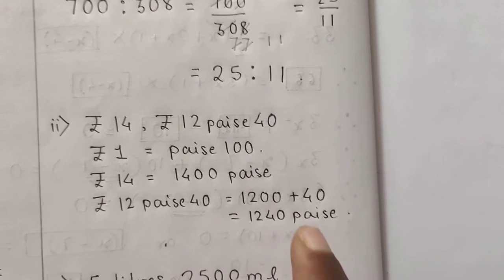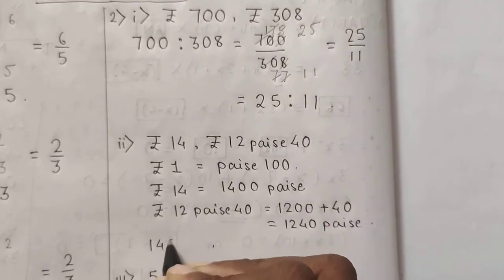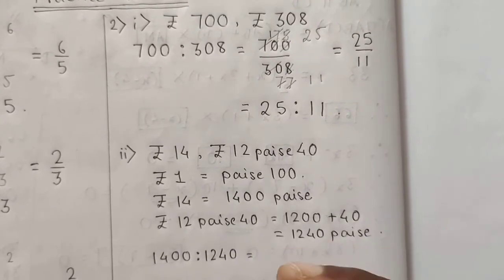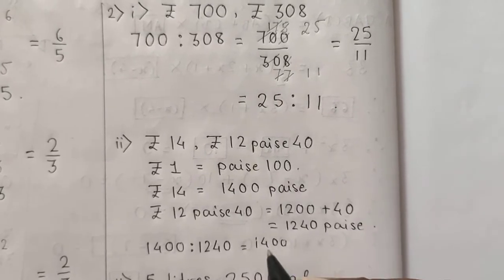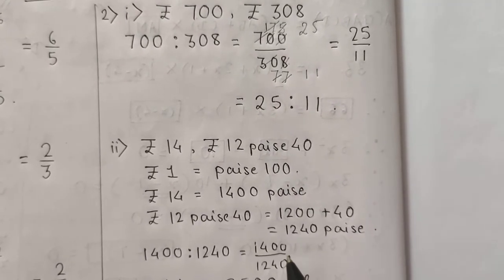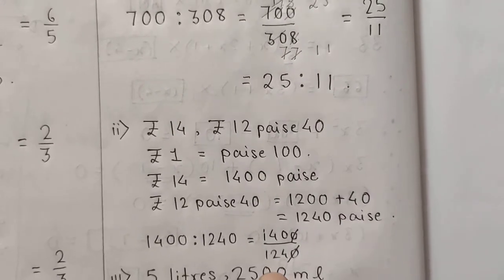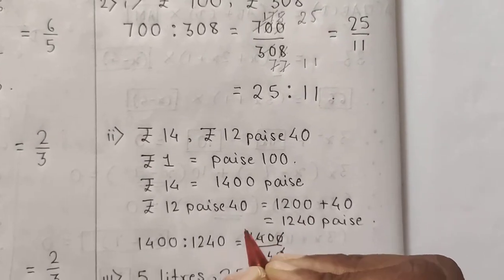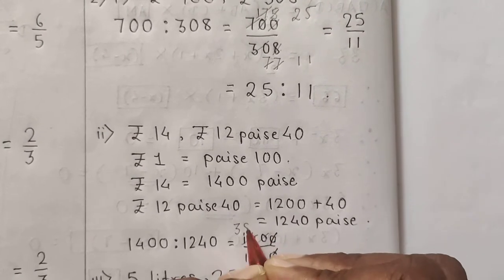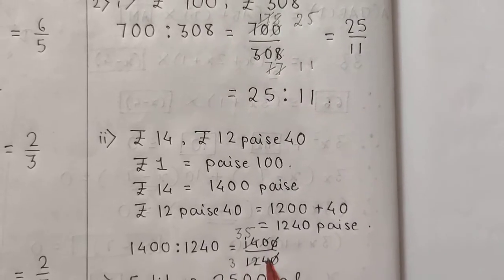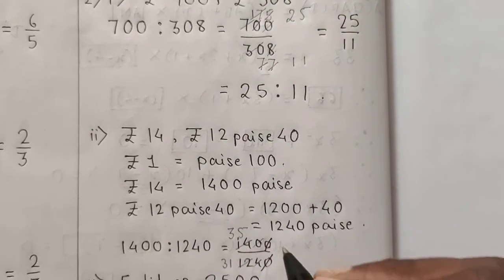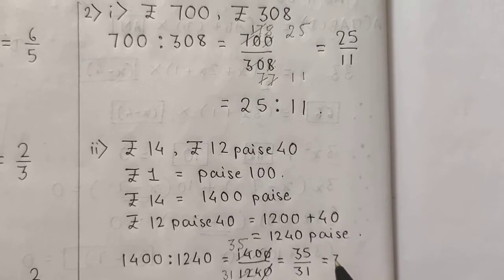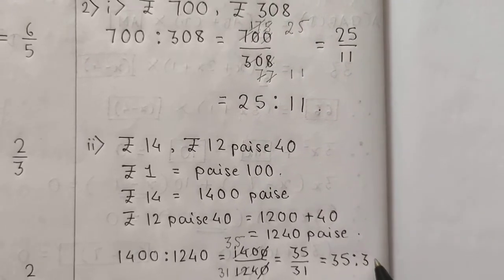Okay. So your first quantity is 1400 and second one 1240. So let us find out the ratio. 1400 is to 1240. Okay, now let us simplify this. This is 1400 upon 1240. You can cancel out 10 and now do the cancellation by 4. Both are divisible by 4. 4 3s are 12, 2 is remaining, 4 5s are 20. 4 3s are 12 and 4 1s are 4. So in this case you are going to get 35 upon 31. So your answer is 35 is to 31.